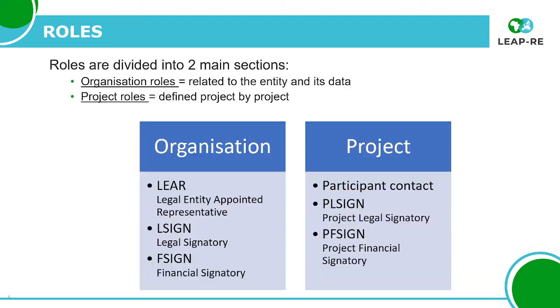Now that you have a working account, it is important to understand the different roles on the portal, so we'll cover that next. First of all, there are two types of roles: organization roles that exist whether or not you have an ongoing project in your organization, and project roles, which are created for specific projects you have running. You can see the different organization and project roles on this slide. Don't worry if it looks complicated, we'll break it down in simple terms in the following slides.